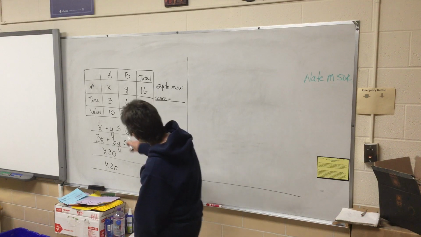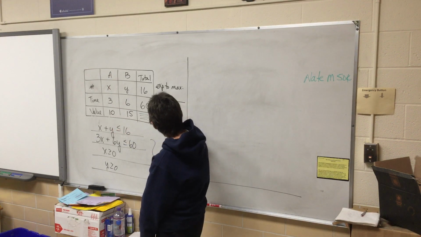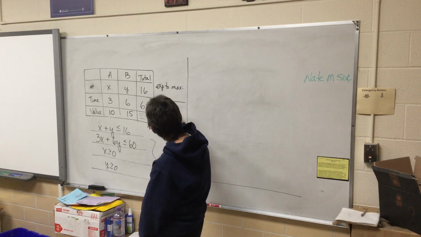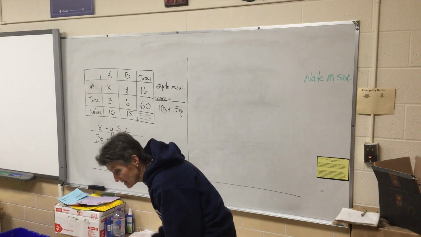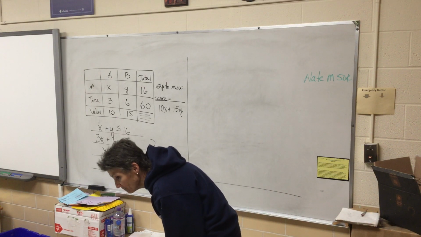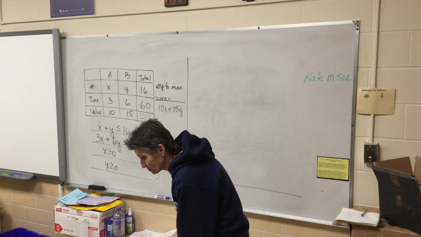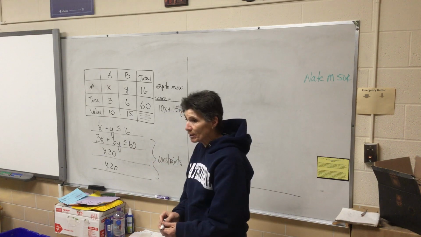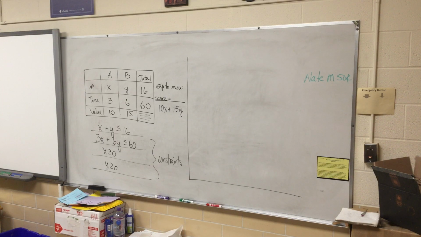Well, every A, which is X, is worth 10 points. So that would be 10 X's. And every Y is worth 15 points. So if you answered one of each, your score would be 10 plus 15, 25. And our objective in the problem is to maximize our score. We want to get the highest score that we can.